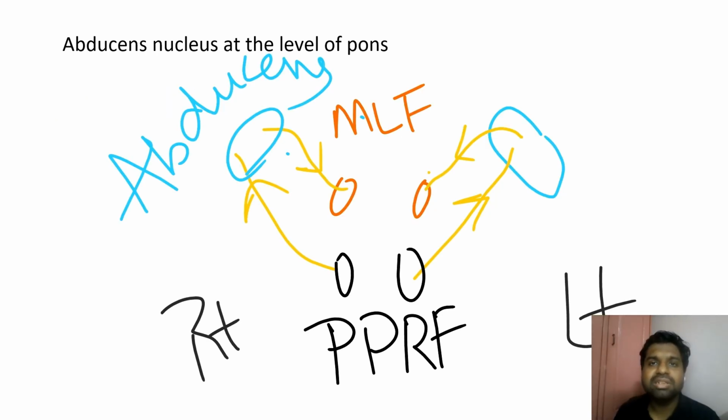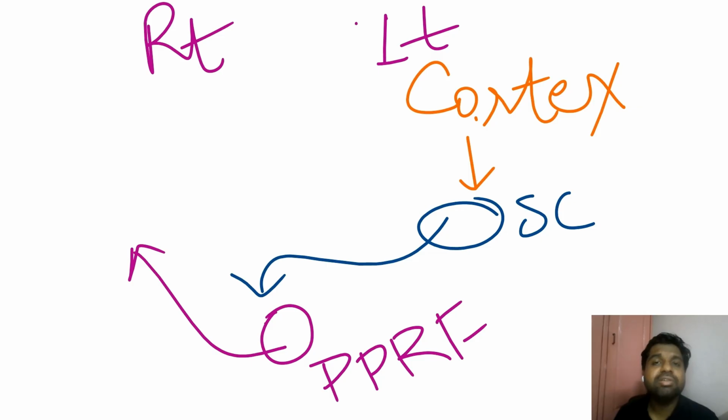Today we will be discussing horizontal gaze palsy. Let us look at the abducens nucleus at the level of pons. Here we have PPRF, that is paramedian pontine reticular formation. That is the one that gives impulses to the abducens nucleus, and from there abducens nucleus gives impulses to the medial longitudinal fasciculus. But why is PPRF giving impulses?